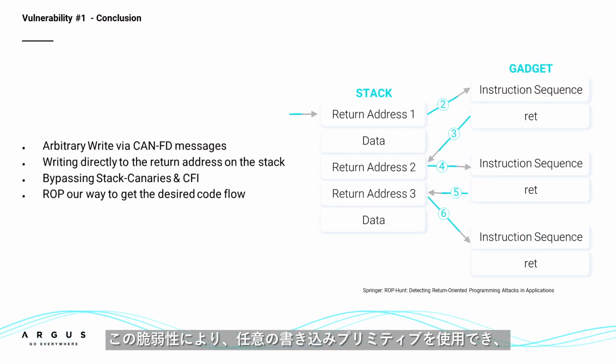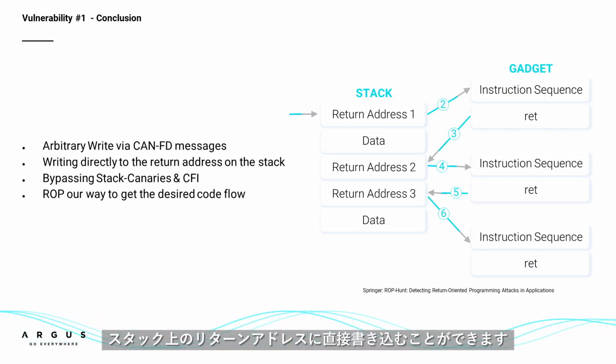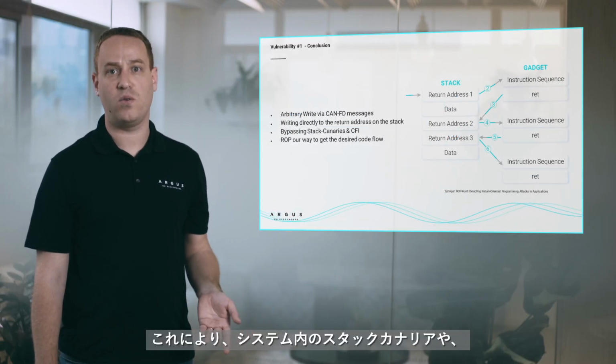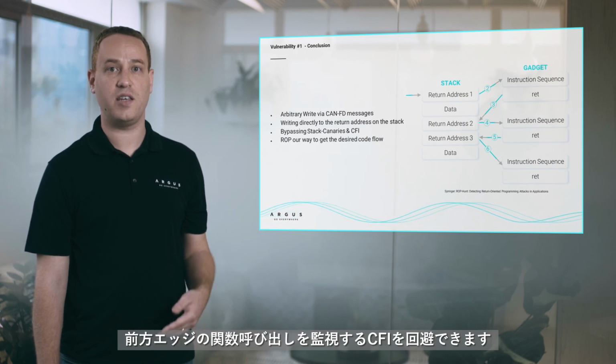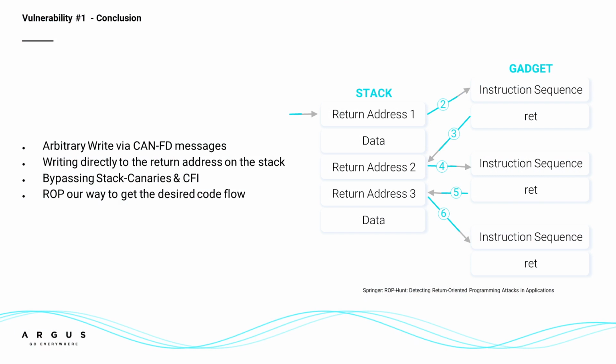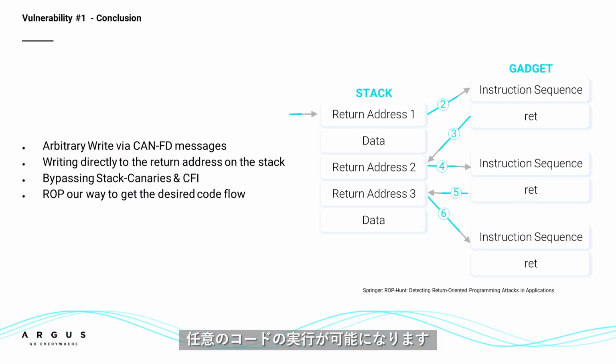This vulnerability lets us use an arbitrary write primitive via CANFD messages, which we use to write directly to the return address on the stack. This bypassed stack analysis that were found in the system, as well as CFI that monitored forward edge function calls only. Then, by using return-oriented programming, we can rope our way to get arbitrary code execution.